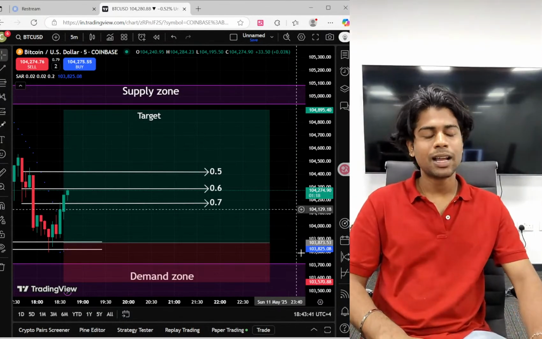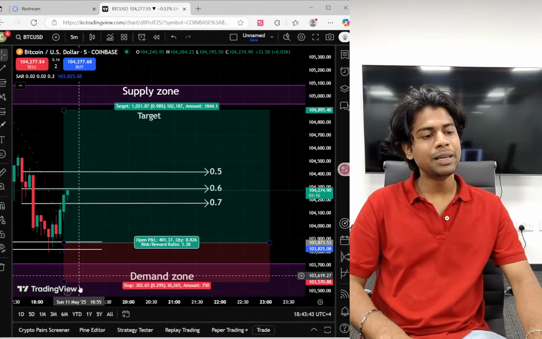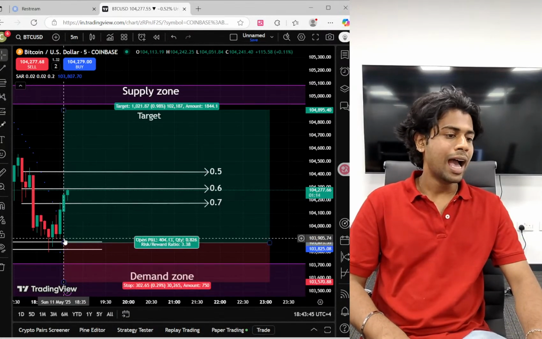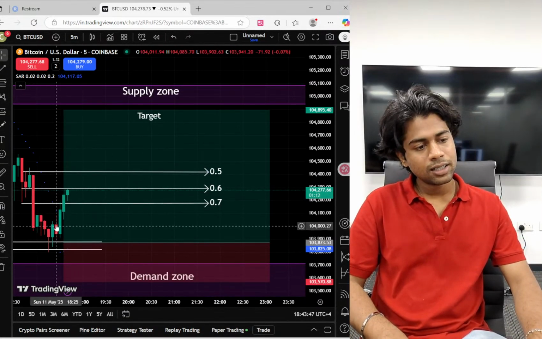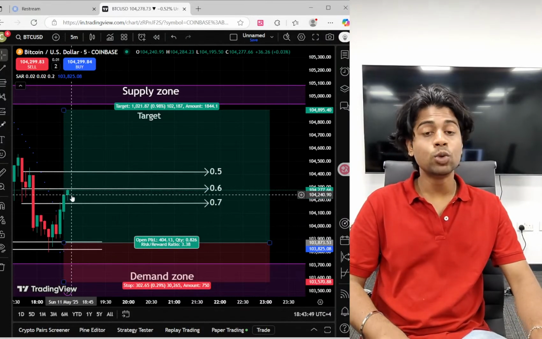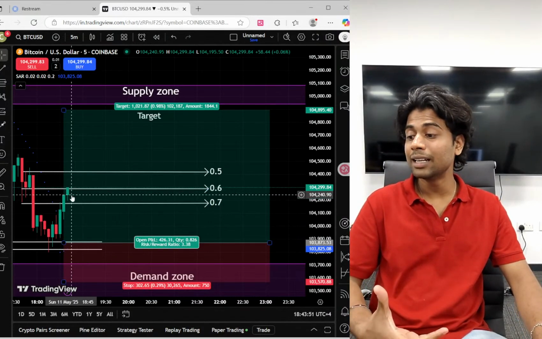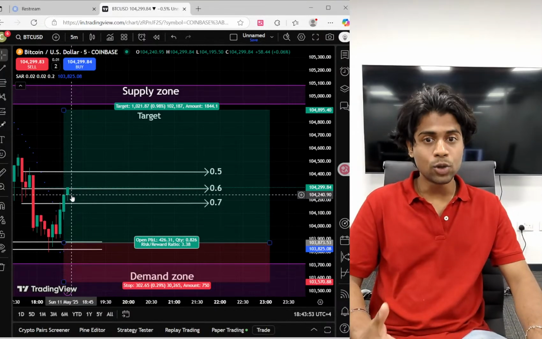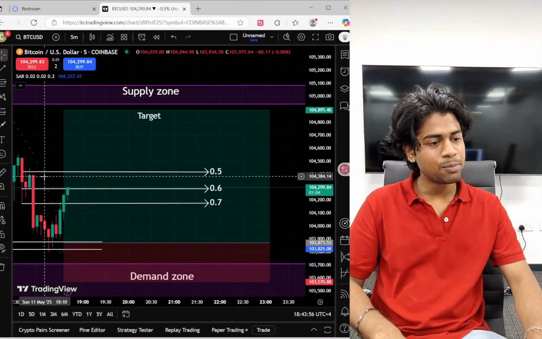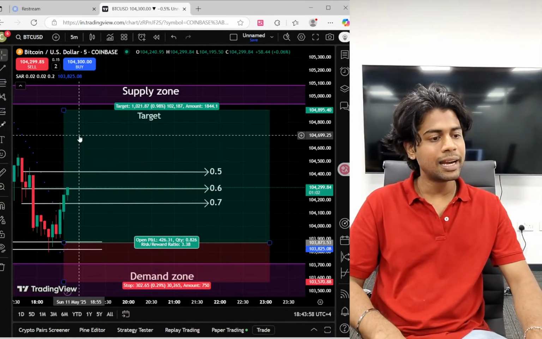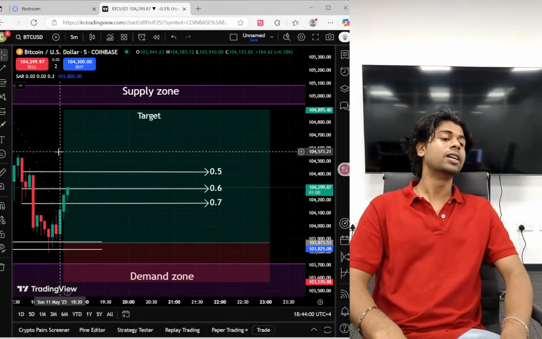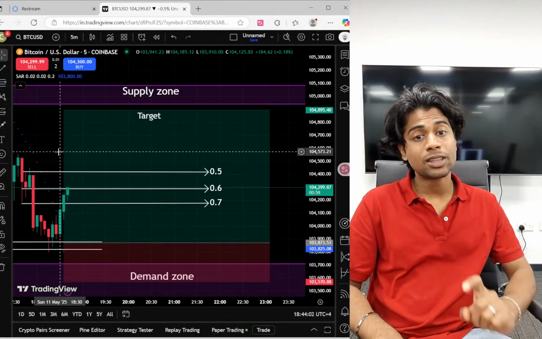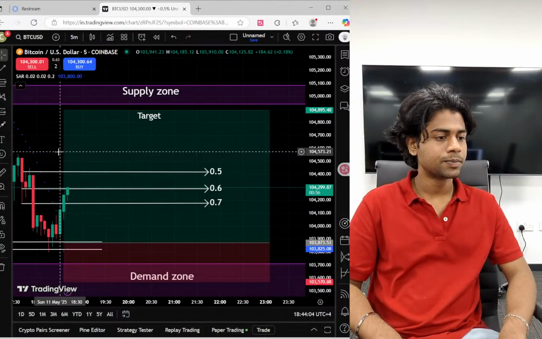I don't know why, but I feel there is an incoming very big red candle. As the market is giving green candles, most of the people are feeling that the market is going to go in an uptrend, but at the same point one big red candle will come and try to take the liquidity. I'm waiting for that specific moment to happen.